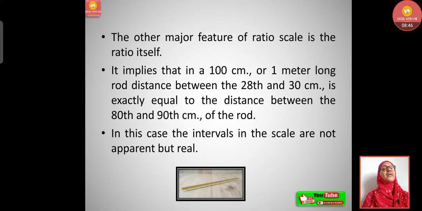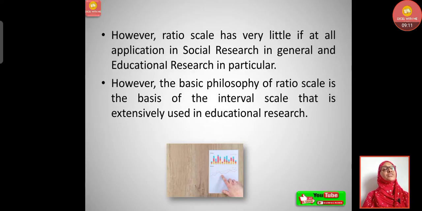For example, if a length is indicated by 0 centimeters, it means non-existence, whereas a score of 0 in mathematics does not indicate the absence of mathematical knowledge. So the other major feature of ratio scale is the ratio itself. It implies that in a 100 centimeter or 1 meter long rod, the distance between the 28th and 30th centimeter is exactly equal to the distance between the 80th and 90th centimeter of the rod.